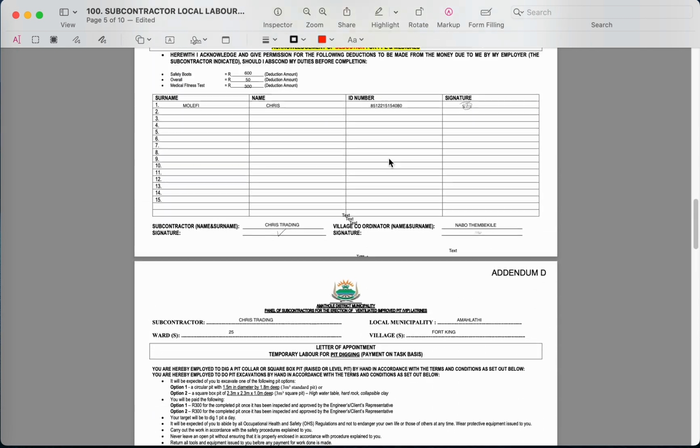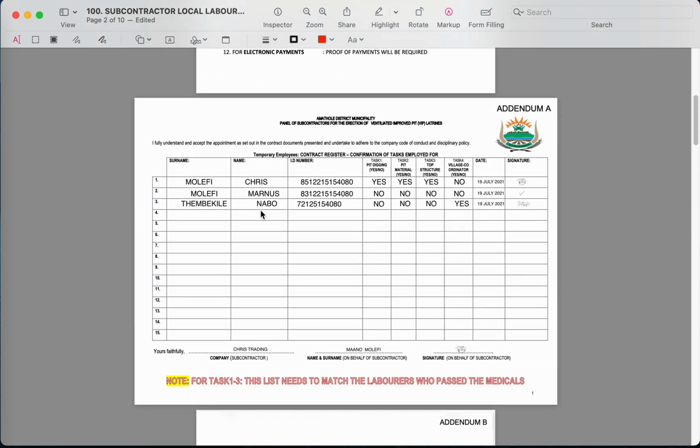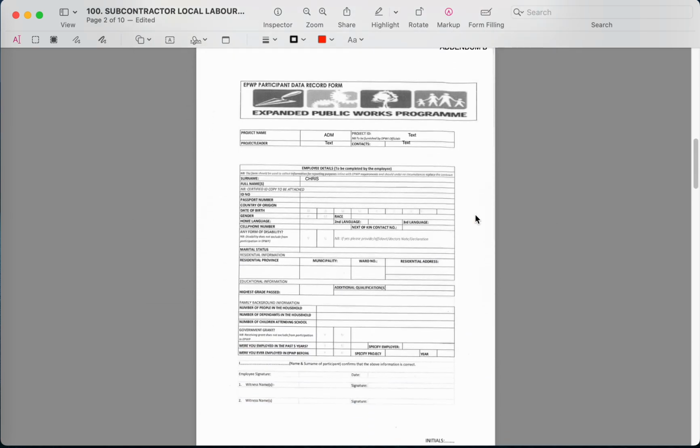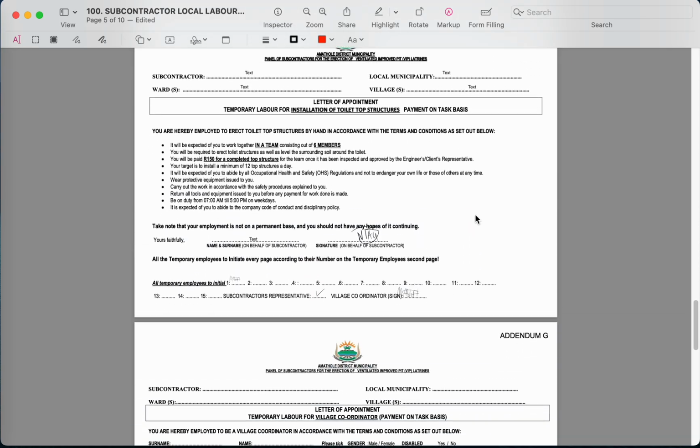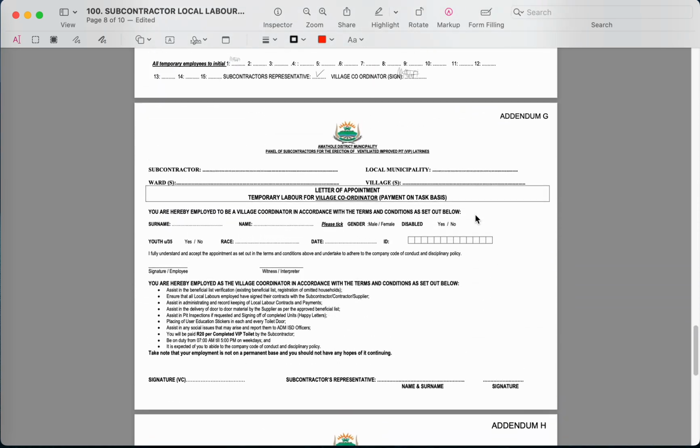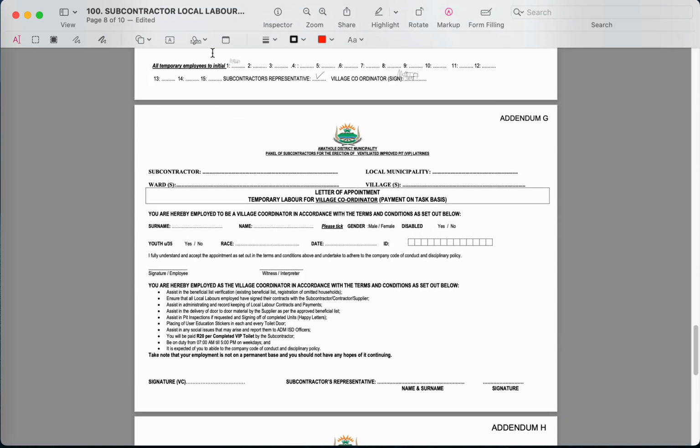We said when we were taking the register, Tembekile Nabu is our so-called village coordinator, right? It is stated here on addendum A. Now, Tembekile Nabu, as a village coordinator, needs to fill in this part as addendum G, as a contract, as a village coordinator. Now, don't forget, we still have Chris Trading as our company. Chris Trading, the local municipality.